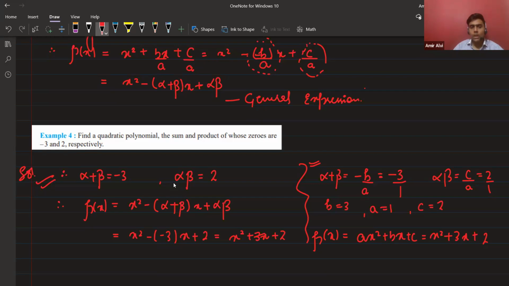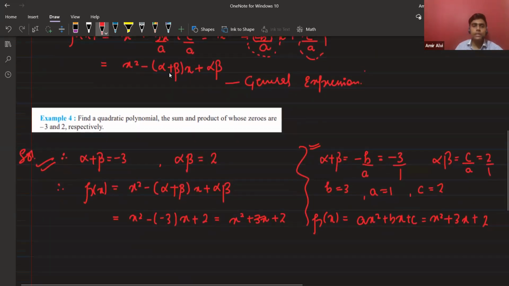So basically you have done nothing but deduce the general expression, this formula, by dividing by A, yes or no? It's nothing but it's already saying that minus B by A is alpha plus beta. So we have just put the value of alpha plus beta in place of minus B by A.